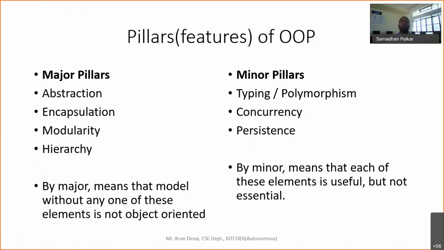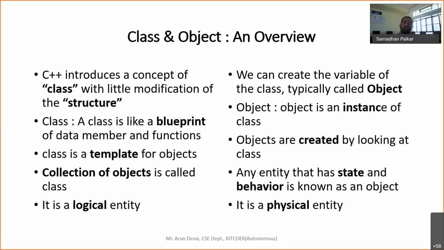Those are about class and object. Those are some overview terminologies of class and object. Now we'll see some more things from OOP, and those are called features. One more addition in this class and object is logical and physical entity.